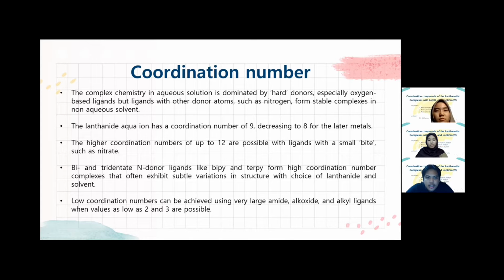Then bidentate and tridentate nitrogen donor ligands like bipy and terpy form high donation number complexes that often exhibit subtle variation in structure with choice of lanthanoid and solvent. Lastly, low donation numbers can be achieved using very large amide, hydroxide, and alkyl ligands, where values as low as 2 and 3 are possible. Here is a short video of lanthanoid introduction.